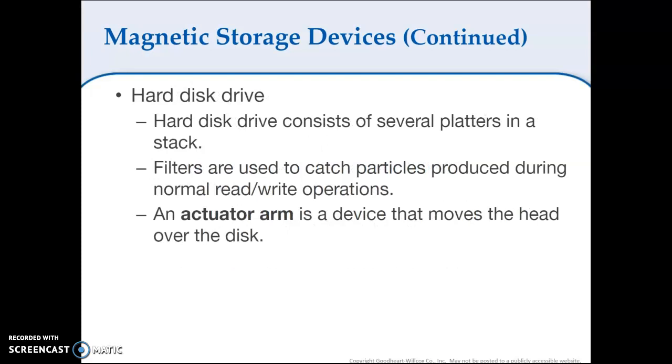Now when it comes to the hard disk drive, which is normally inside of our PC, there are also situations where you might have an external drive. A hard disk drive consists of several platters in a stack, and you will possibly at times see an actuator arm, which is a device that moves the head over the disk. If you take a look at how a hard drive operates when it is powered up and storing or retrieving data, you will see this actuator arm move as data is being accessed.